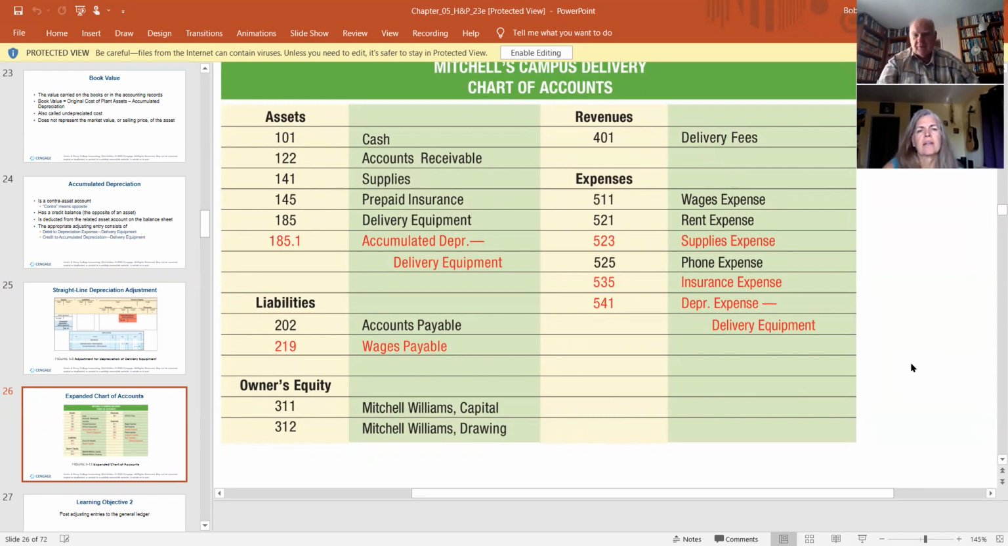I would think, so like accumulated depreciation, you have that delivery equipment, and then accumulated depreciation is also an asset account, but supplies and supplies expense are not married in that same way. Right? They sort of are, but not quite the same way. But when you use up the supplies, it becomes supplies expense. Just like with the insurance, you use up the insurance, it becomes insurance expense.